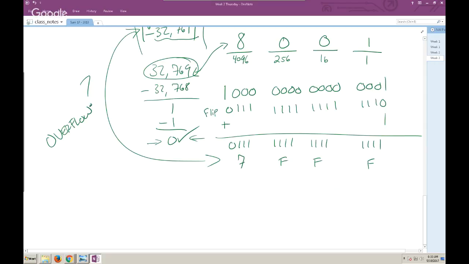Because what happens to my range of values every time I add one bit? It doubles, right? So my range goes from 32,767 to negative 32,768. If I add one bit, that changes to a negative 65,536 to a positive 65,535 just from one single bit. Yeah, we have a 17-bit number.